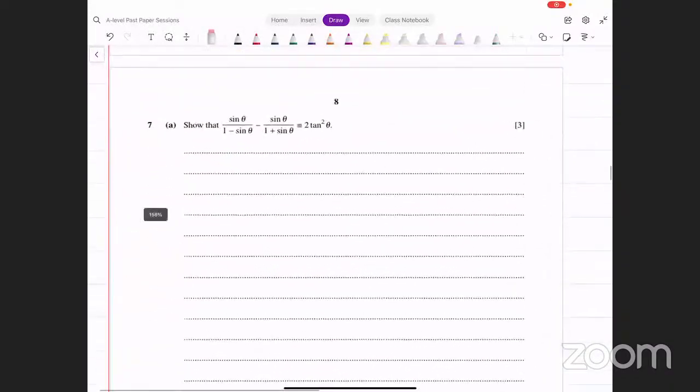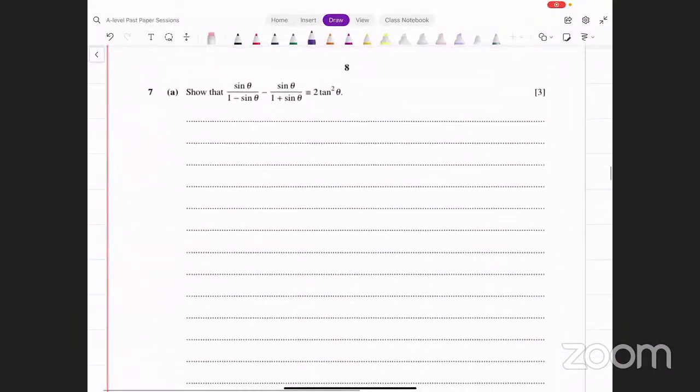Let's move on. Now we've got this trigonometric equation, trigonometric identity. In fact, identity proof करनी है आपको. Let's do this. Sine theta over 1 minus sine theta minus this thing. It should be equal to 2 tan square theta. Left side से start करते हैं because that's more complicated. We could take LCM because आपको fraction को खत्म करना है. Let's take LCM and see what that gives us.